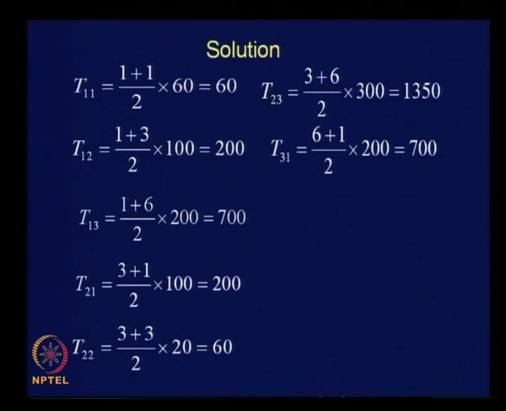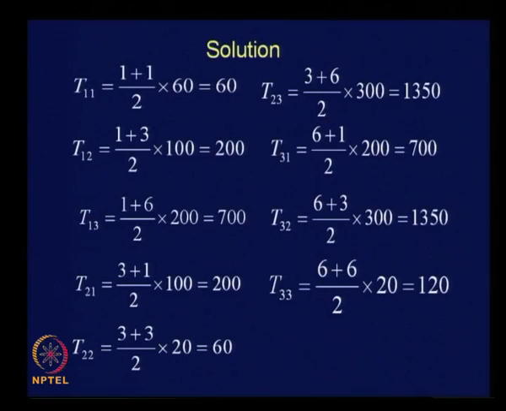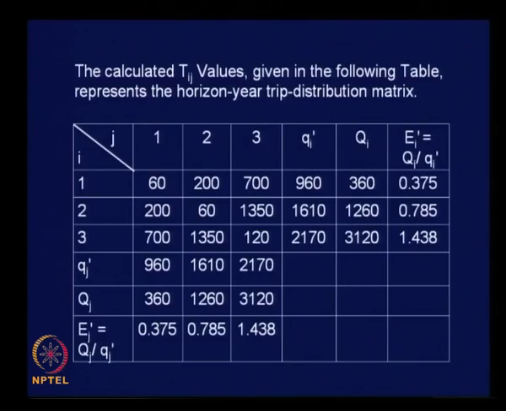Clear? T32, (6 plus 3) by 2 into 300, 1350. T33 is (6 plus 6) by 2 into the cell value of 20, which is 120. Clear? Now we have the cell values. Let us look at the result in the form of a matrix, right. These cell values are the recently calculated cell values: 60, 200, 700, 260, 1350, 700, 1350 and 120.